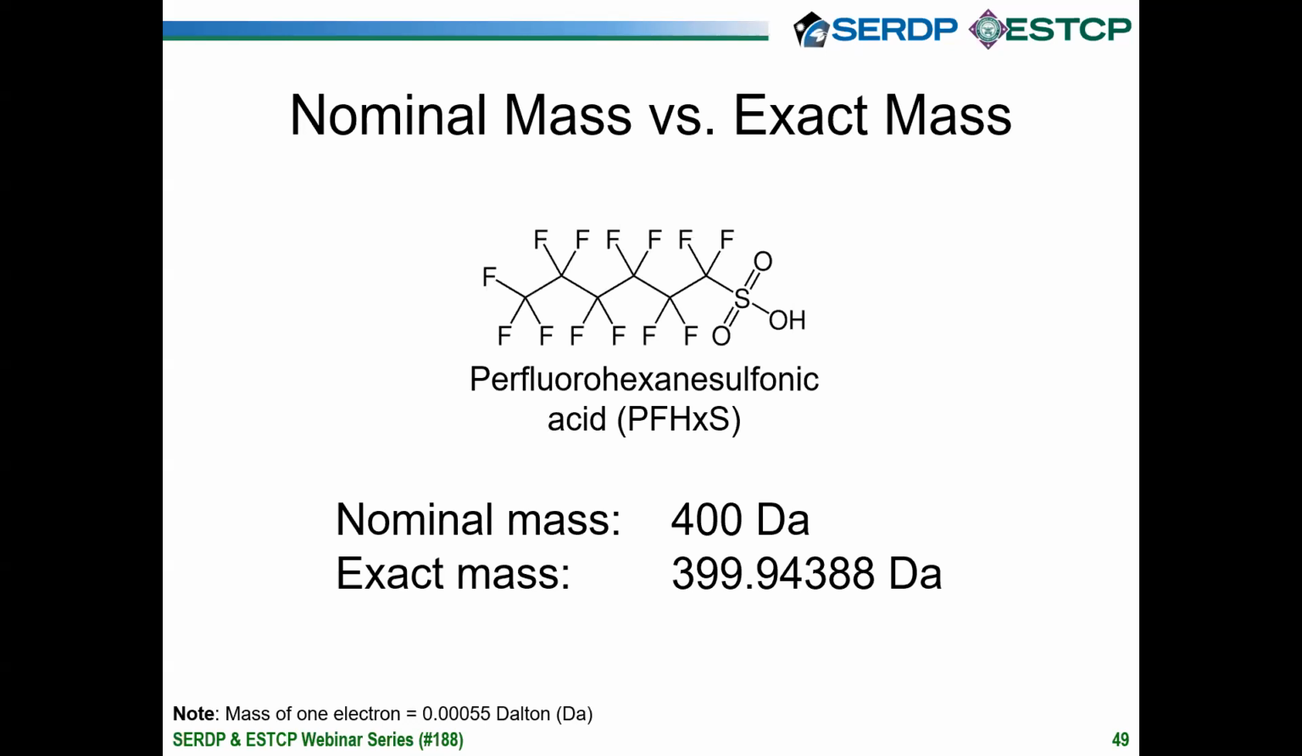So just to clarify, what I'll be talking about is exact mass. This is something that we use to help us identify unknown PFAS, known PFAS too. If you take a molecule, I'm taking PFHxS as an example here, its nominal mass is 400 Daltons. A Dalton is an atomic mass unit. However, the exact mass of this molecule is 399.94388. And so this kind of non-integer number is something that we can use for the identification of PFAS.